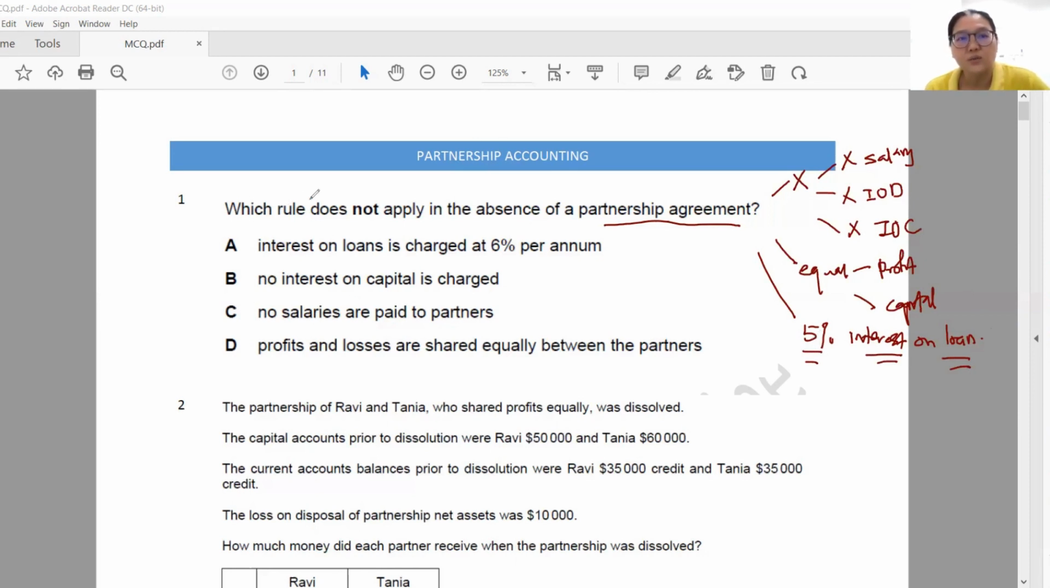So in here, which rule does not apply in the absence of the partnership agreement? No interest, no salary, profit and loss are shared equally. So these all apply when there is no partnership agreement. So here, interest on loan is charged at 5%, not 6%. Okay, let's move on.